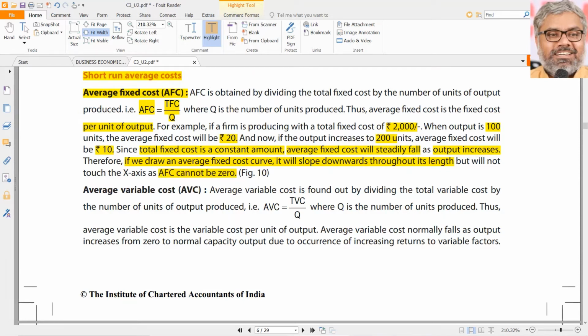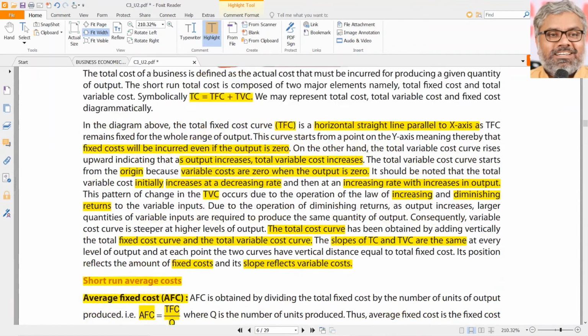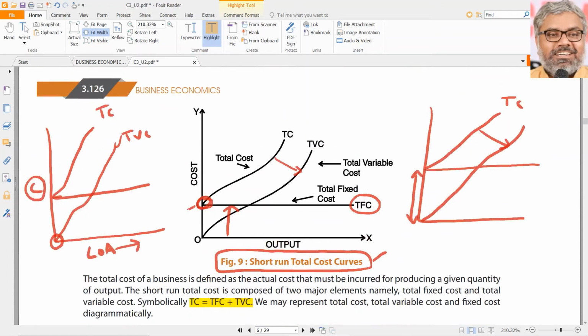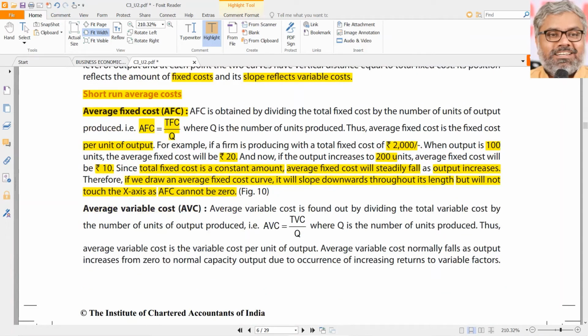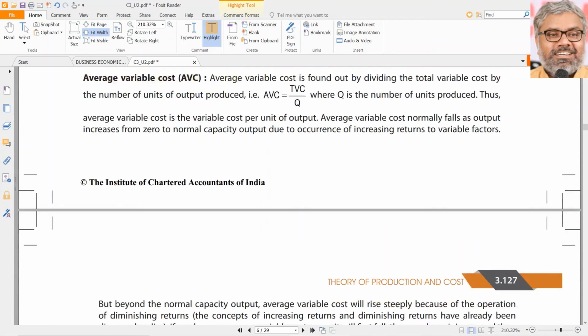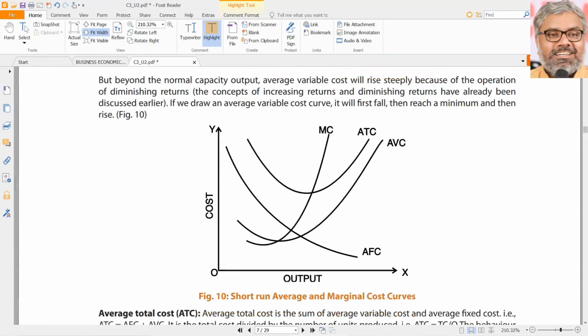So it will not touch the x-axis. That is another feature of it. Which one are we talking about now? Average fixed cost curve and average fixed cost calculation. Earlier, what we talked about here, this graph is important for total cost curves. What we are talking about now is the average fixed cost curve. Average fixed cost is nothing but total fixed cost divided by the number of units, which will keep on decreasing as the output is increasing. That is the average fixed cost curve.